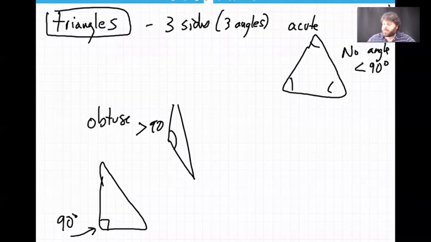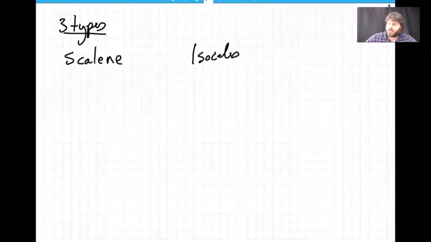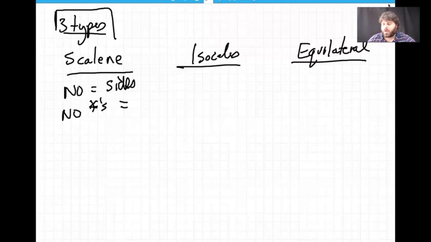Okay, so here are some definitions for you. The three types of triangles we're going to talk about. One is called scalene, and one is called isosceles, and one is equilateral. All right, so scalene triangles have no equal sides. None of the sides are equal. You have to actually have all three sides different lengths. You cannot have two sides that are the same, which also tells me that none of the angles are equal, okay? No equal sides and no equal angles.